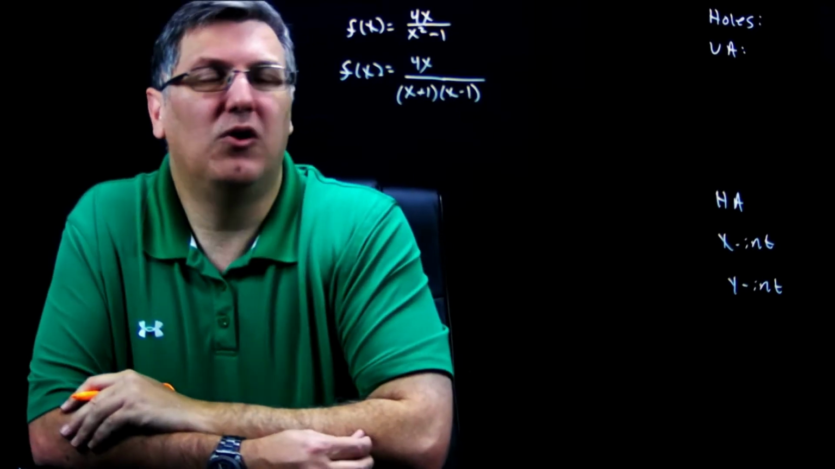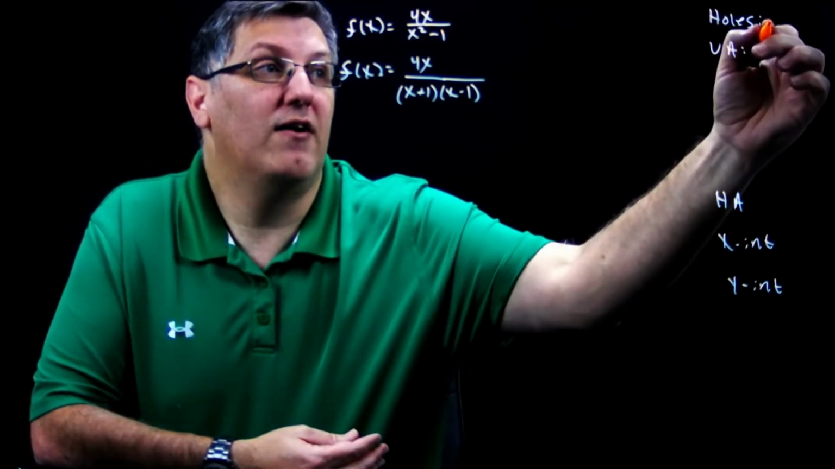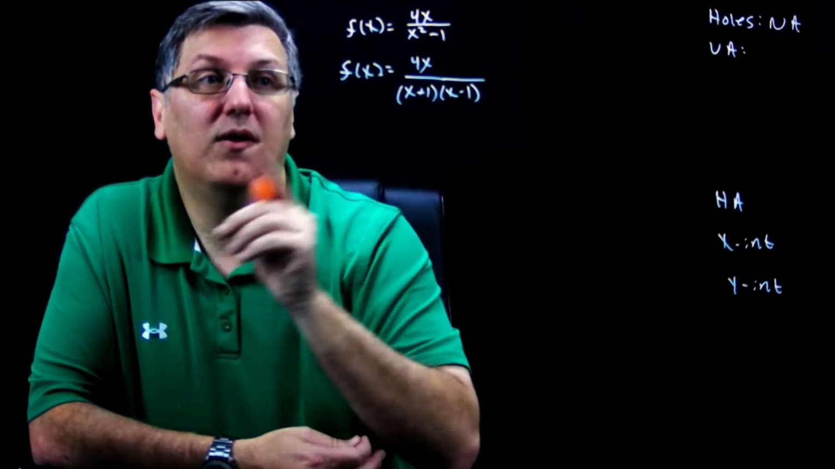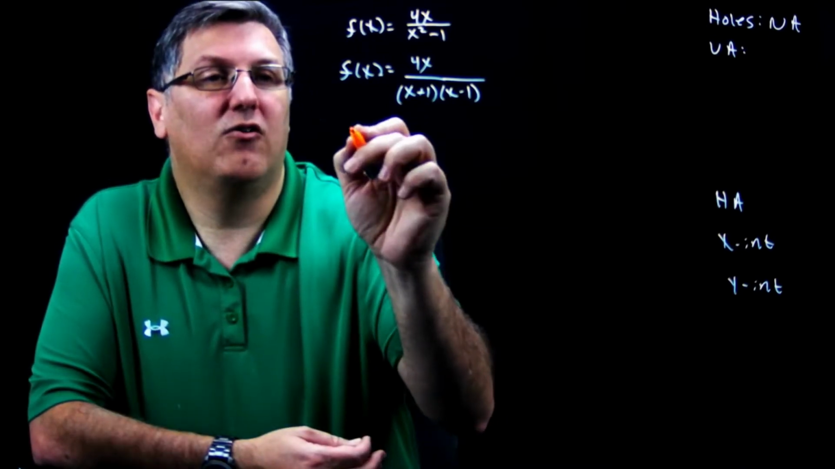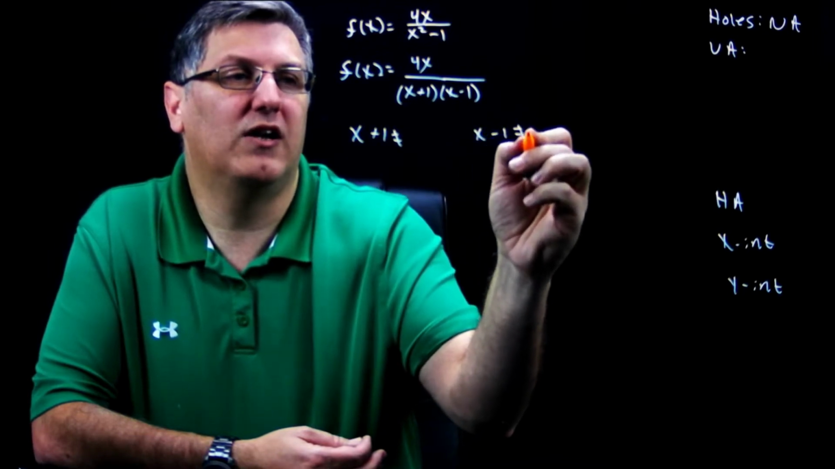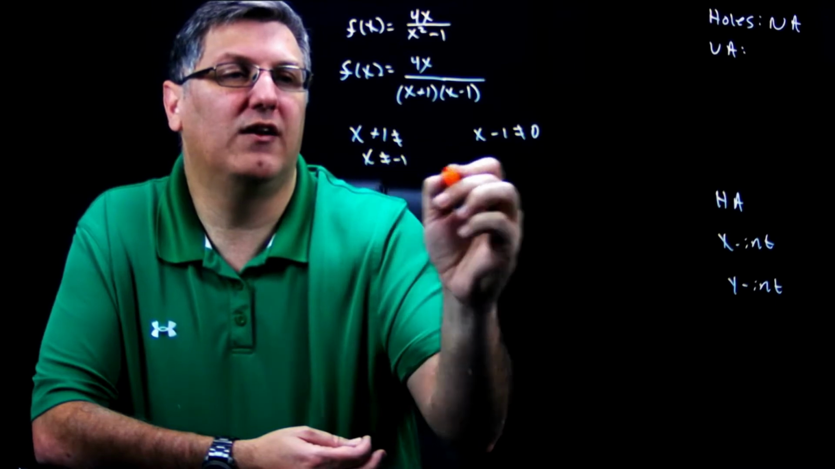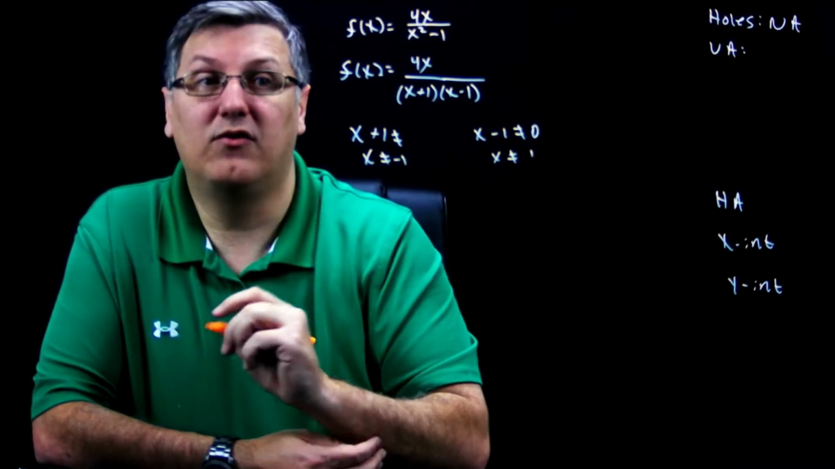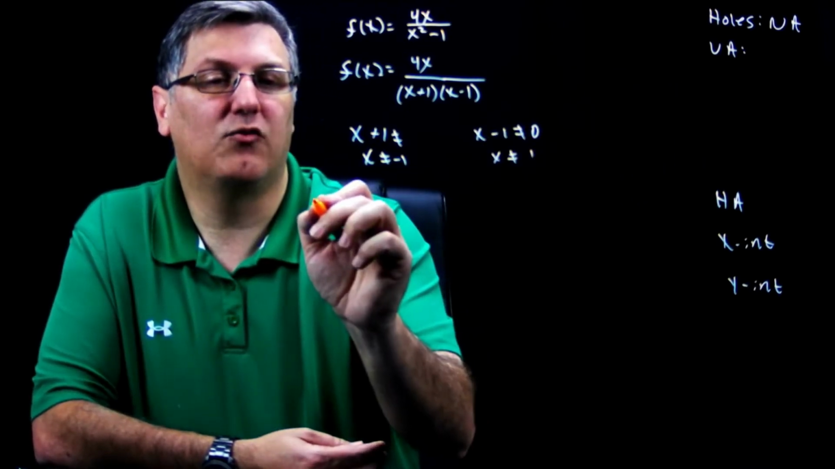Well, nothing comes out of this. This can't be reduced. Therefore, I have no holes, so holes are not applicable. But I do have vertical asymptotes. So I know that x plus 1 cannot equal 0 and x minus 1 cannot equal 0. Therefore, x cannot equal negative 1 and x cannot equal 1. All right, we have to do our tables. I'll write them over here as we find them.